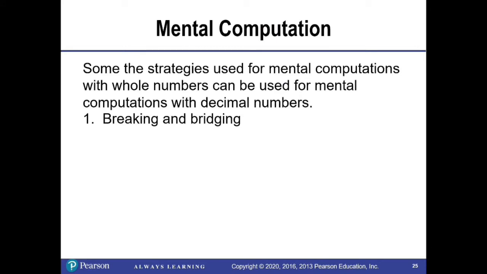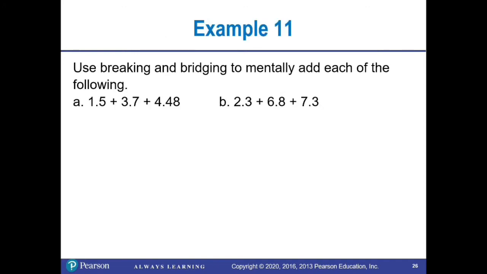Now, let's talk about our mental computations. We can use some of the same strategies with decimals that we use with whole numbers. For instance, breaking and bridging. So here in part A, we have 1.5 plus 3.7 plus 4.48. I want to think about breaking some of these numbers up to make my addition a little bit easier. So 3.7, I want to think about being 3 plus 0.7.